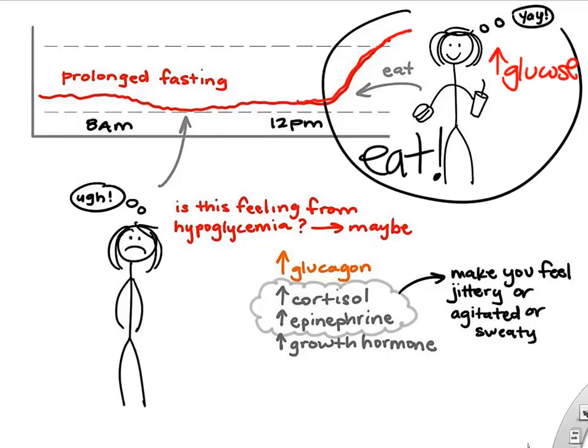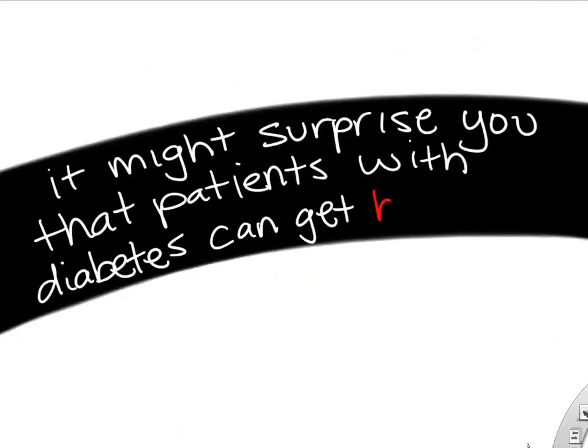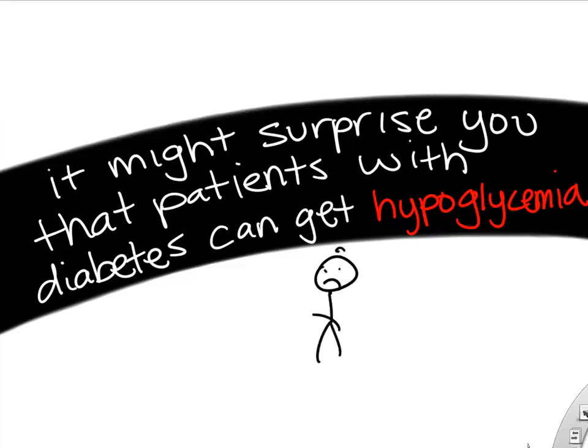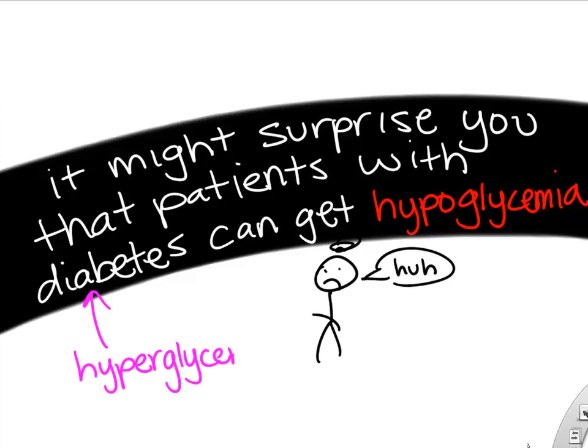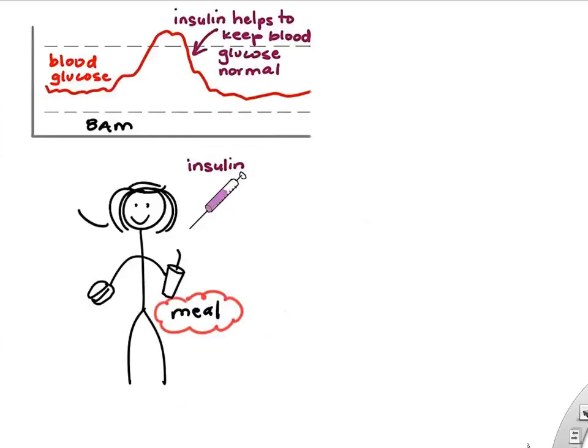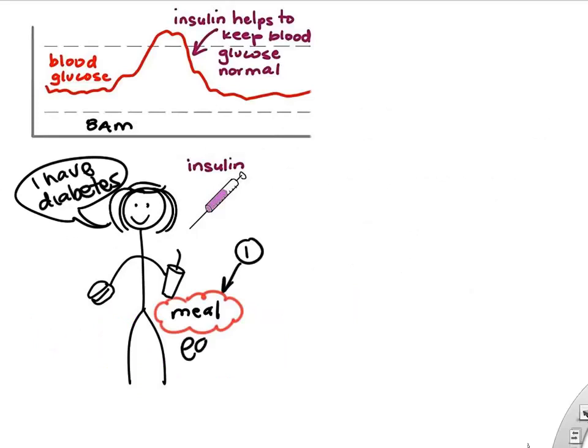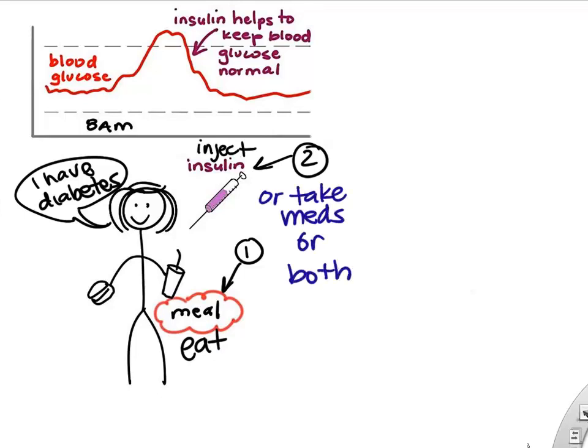So we don't really have to worry too much about hypoglycemia normally, but actually it might surprise you that people with diabetes actually have to worry a lot about hypoglycemia. Diabetes are people with hyperglycemia, so again, let's see why we would have to worry about hypoglycemia. So most people with diabetes are taking some sort of medication or maybe injecting themselves with insulin in order to bring their blood glucose back down to normal.